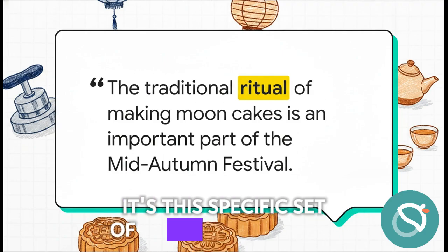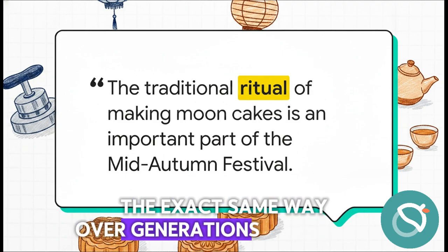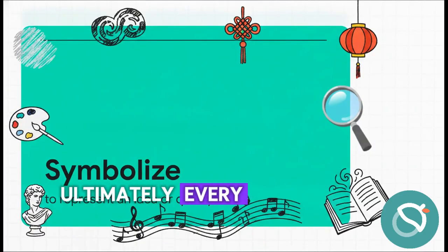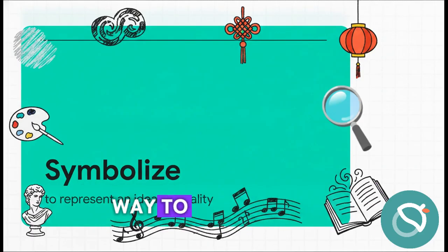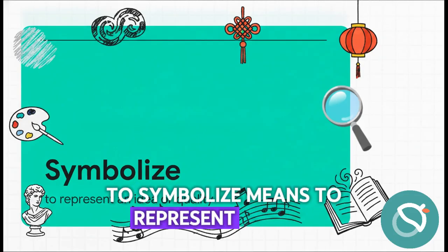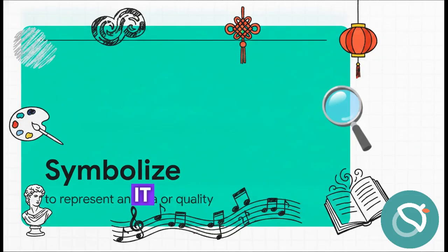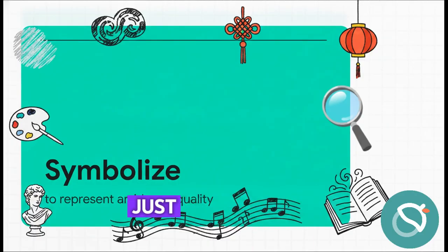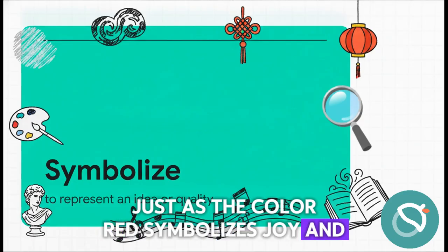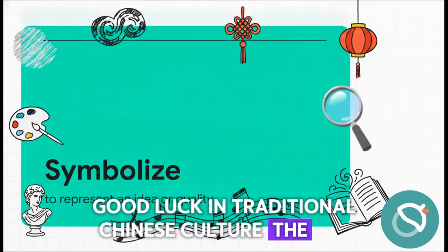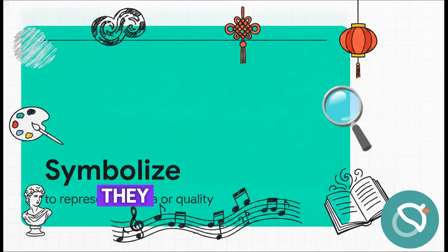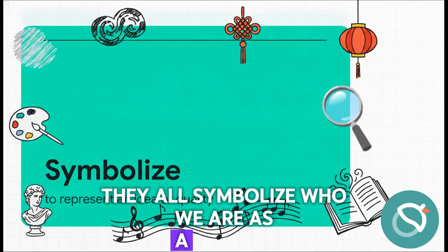It's this specific set of actions, performed the exact same way over generations, that gives a special event its true, deep meaning. Ultimately, every symbol word we've explored today is a way to symbolize the human experience. To symbolize means to represent an idea or quality. It takes the root, symbol, and adds that verb suffix, "ize." Just as the color red symbolizes joy and good luck in traditional Chinese culture, the art, the sculptures, the melodies, and the literature that we've talked about today, they all symbolize who we are as a society.